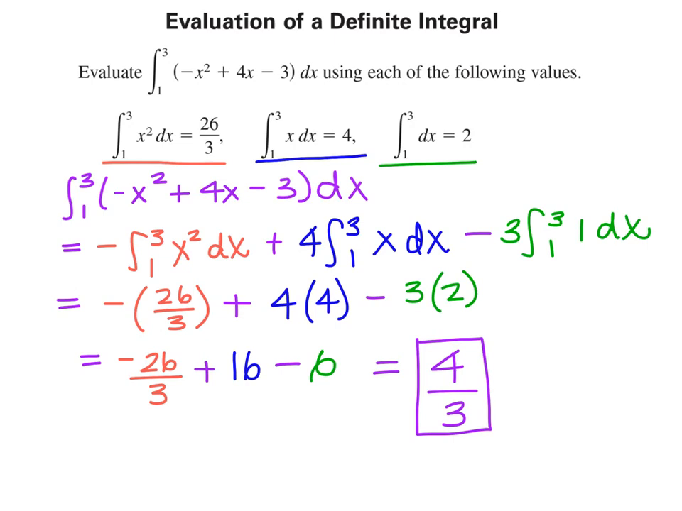And so all I do is substitute in my values of each of these integrals here. So this becomes -26 plus 4 times 4, which is 16, and minus 3 times 2, which is 6, and that all adds and subtracts together to give us 4/3.